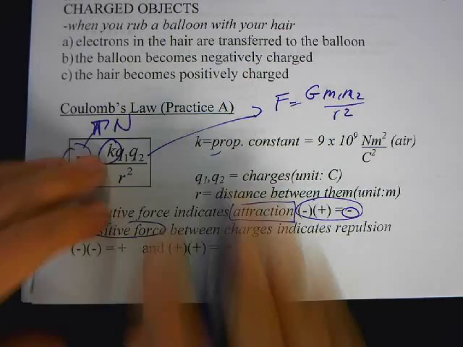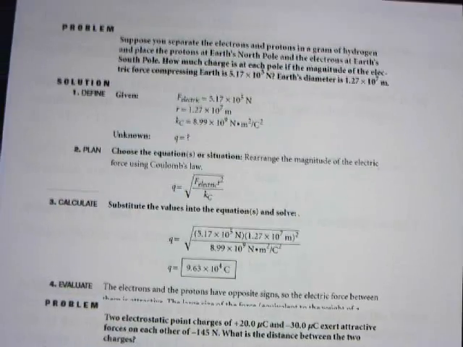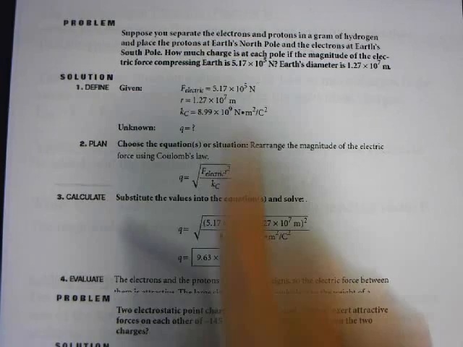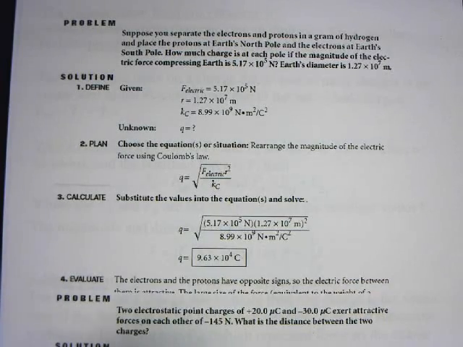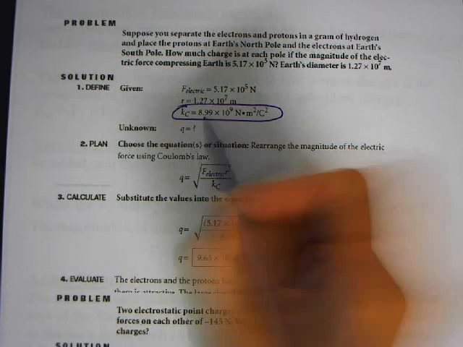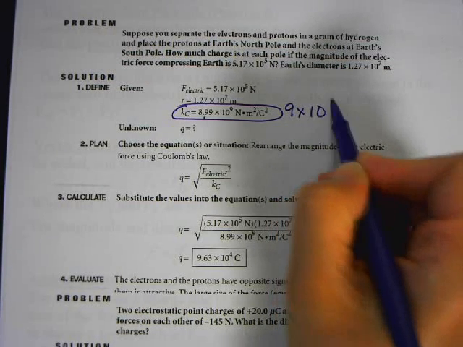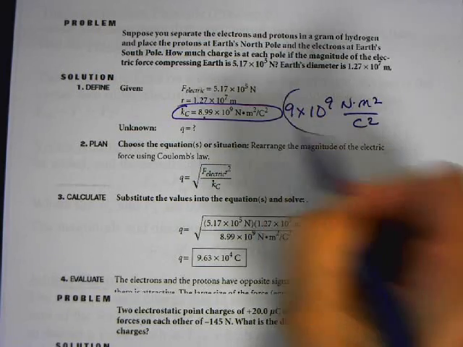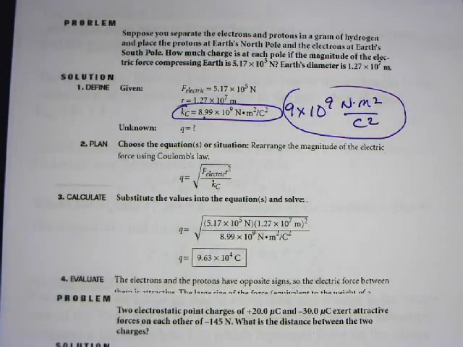Now this is our example from the textbook, and I'm going to work one with you. These are 2 examples from the textbook where we're just rearranging. Now, as far as the constant K, instead of 8.99, we're going to use 9 times 10 to the 9 Newton meter squared per Coulomb squared. So we're not going to put in our calculator 8.99. We don't need to do that. And that's it.